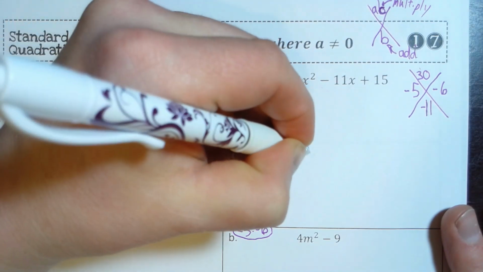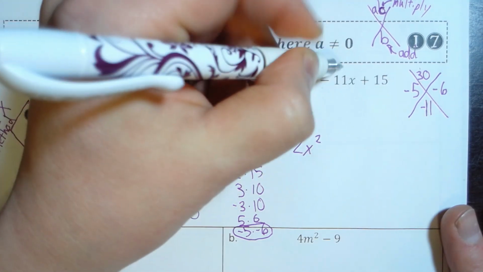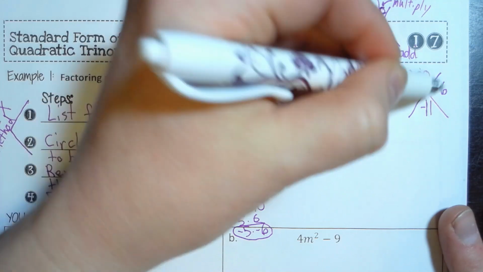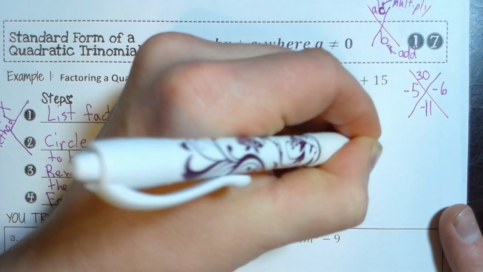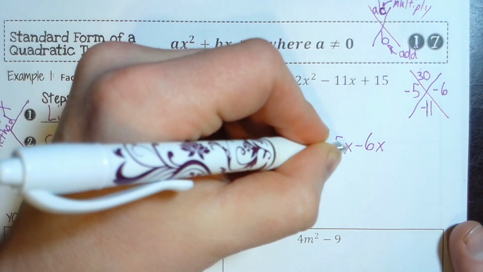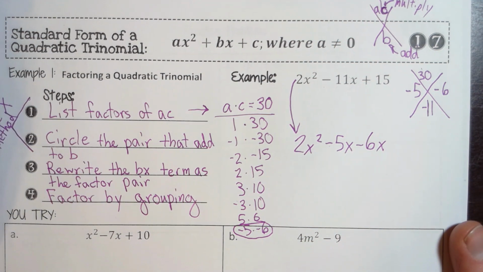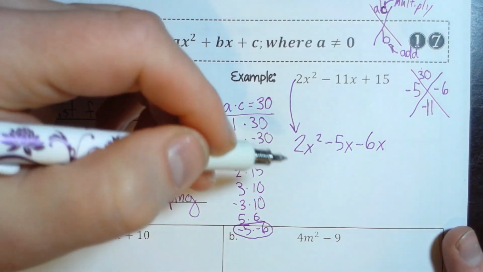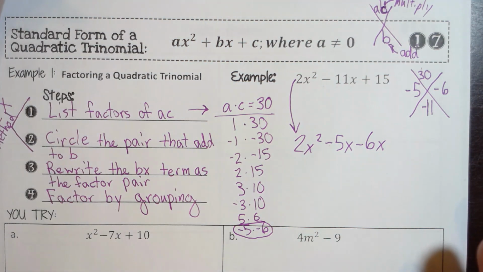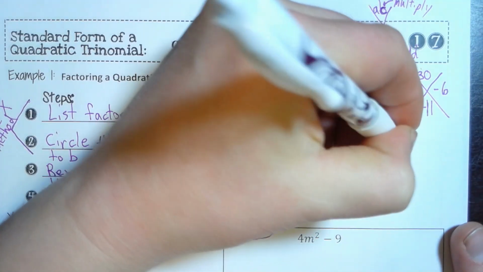So I'm going to have 2x squared. We're not going to write minus 11x anymore. We're going to write minus 5x's minus 6x's. What is minus 5x minus 6x? Oh, that's negative 11x, isn't it? Okay, and I could write these in either order, and that's not going to matter. It's going to look differently when I factor it by grouping, but it's going to give me the same answer. It'll just have A and B plus C switched around. Okay, and finally, I still have this plus 15.